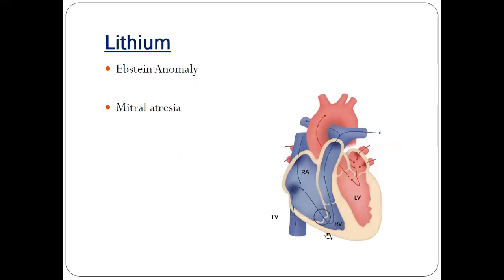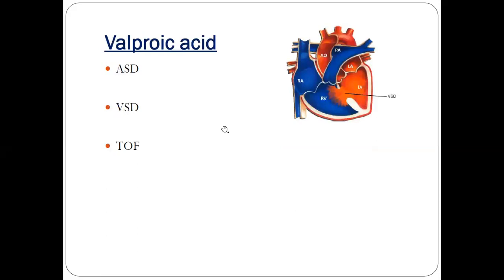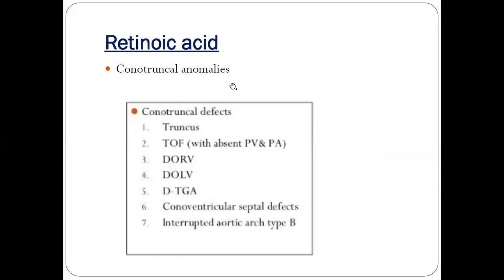Lithium can cause Ebstein's anomaly. Ebstein's anomaly is nothing but abnormal insertion of the tricuspid valve leaflet, which can lead to large tricuspid regurgitation and a decreased functional right ventricle. Valproic acid, sometimes a patient with a history of epilepsy, any mother may be on valproate, can lead to atrial septal defect, ventricular septal defect, and TOF.